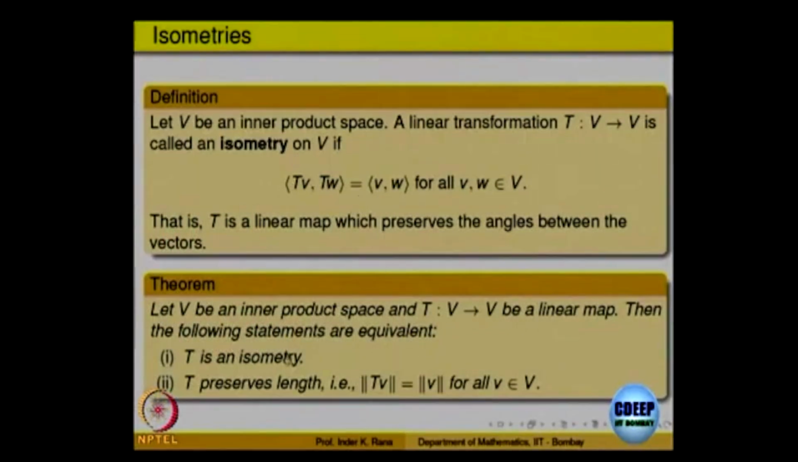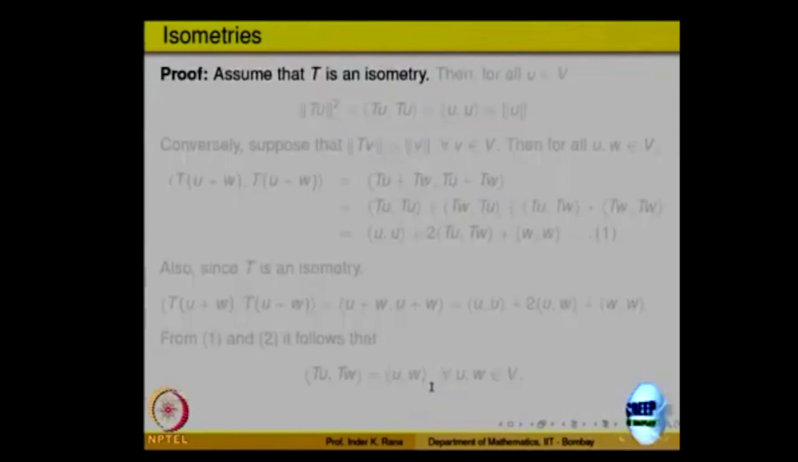Isometry is a map from the vector space V to V such that it preserves, of course, the angle that is given, and saying so is equivalent to saying that it preserves the magnitude. This is not very difficult to show. Basically, how is the magnitude related to the inner product? That is the square root of V dot V, right? That is the magnitude. So using that one can easily prove it.